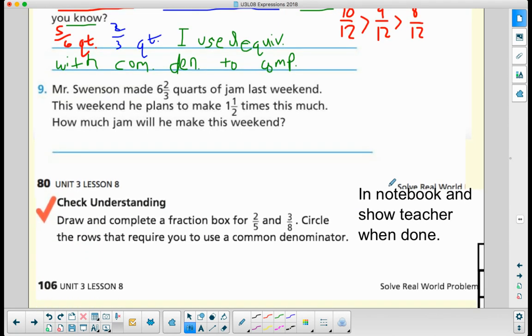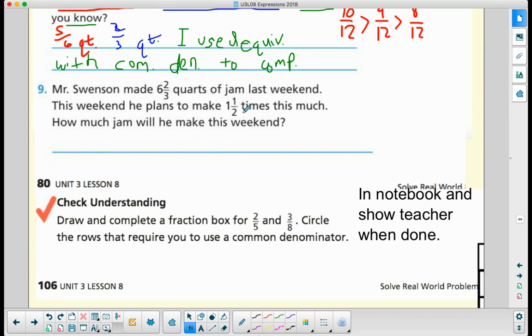One more and a check for understanding. Mr. Swenson made 6 2/3 quarts of jam last weekend. This weekend he plans to make 1.5 times that much. How much jam will he make this weekend? All right, so I'm going to think about this. 1.5 times this much. Well, times is a word that people often use to talk about multiplying, don't they? He's going to make 1 time that much, which would be 6 2/3, and another half times as much.